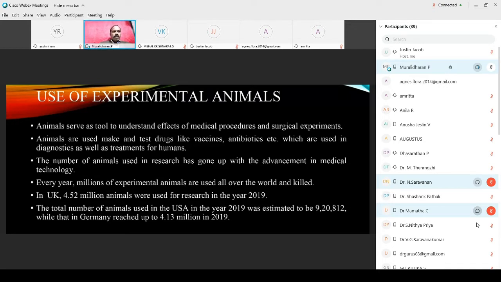In the UK alone, 4.75 million animals were used for research in the year 2019. The total number of animals used in the USA in 2019 was estimated to be 920,812, while that in Germany it reached 4.13 million in 2019. So the volume of animals used was enormous.